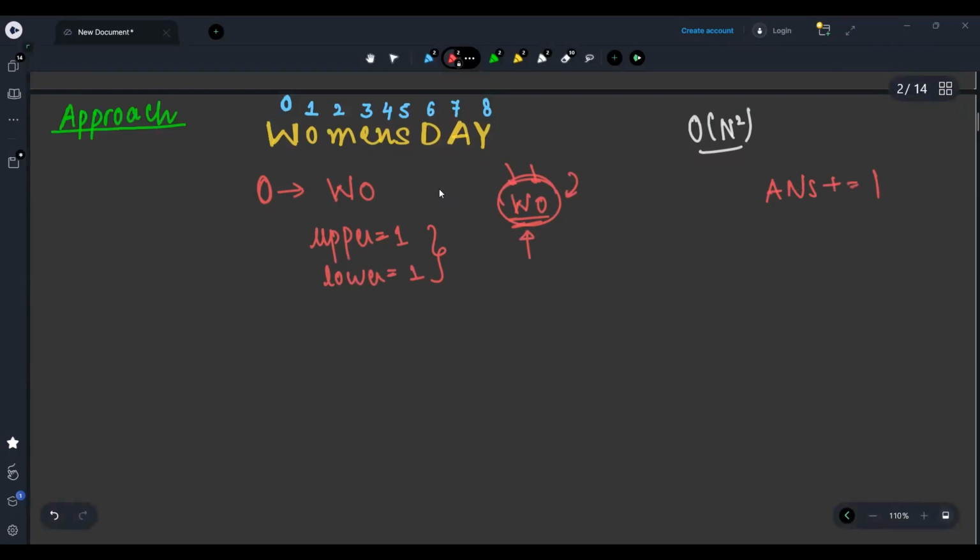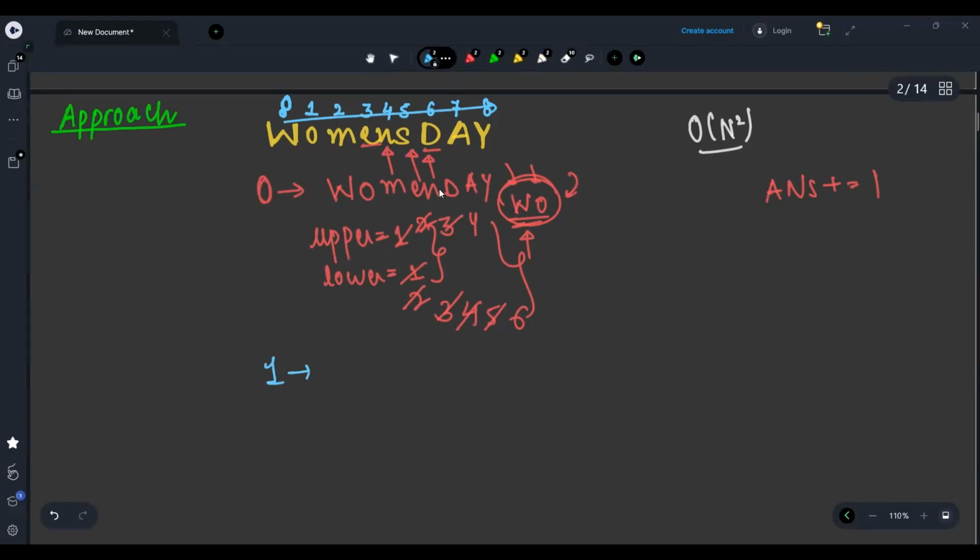Now next I will go to M, lower will become 2. Next M, it will become 3. Next E, it will become 4. Next N, it will become 5. Next S, it will become 6. Upper is not equal to lower till now. Now I will go to D, upper will become 2. Now it will become 3, and if A comes, next it will become 4. So nothing more is found. That means the substrings starting from the 0th index are all taken.